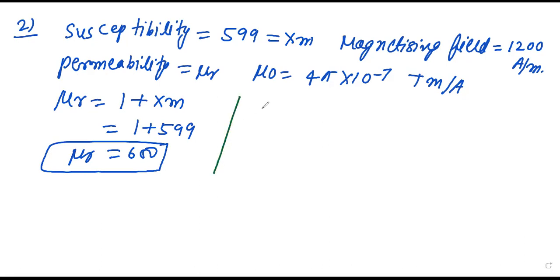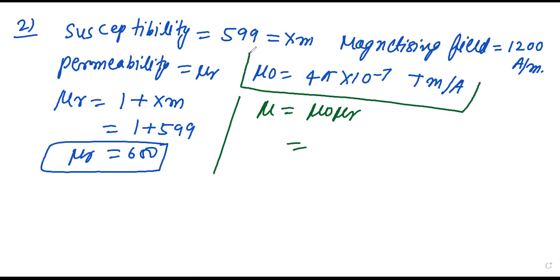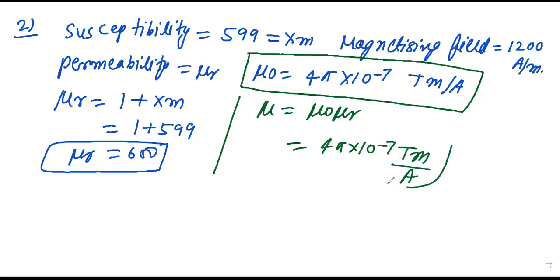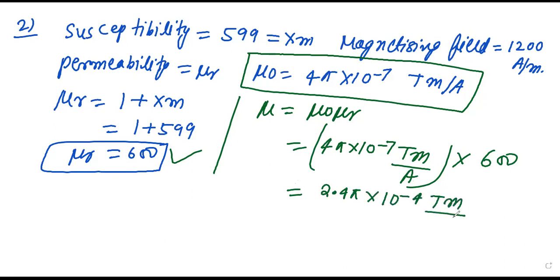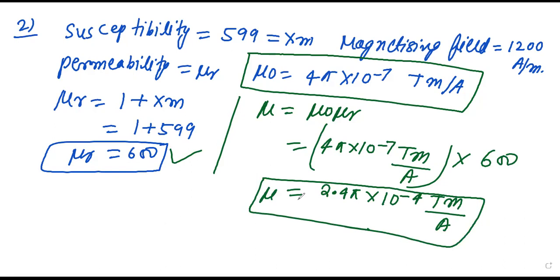Now see the next part. You have to find the mu. So mu is nothing but mu naught into mu r. The mu naught value we know, that is 4 pi into 10 raised to minus 7 Tesla meter per ampere, into the mu r value, that is 600. So it comes out to be 2.4 pi into 10 raised to minus 4 Tesla meter per ampere for the mu. So this is the relation between them.